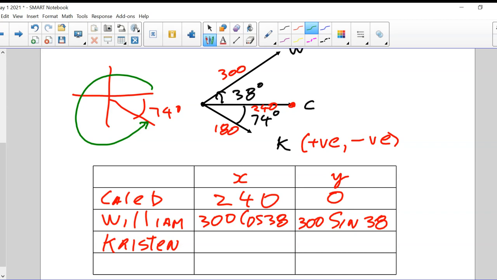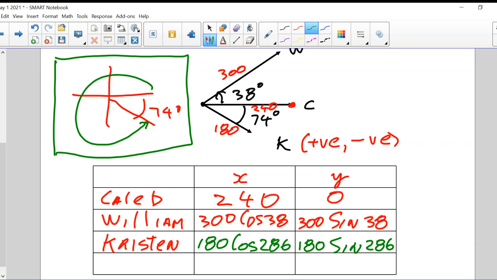All right, hopefully that makes sense to you because I'm going to put that in. So that's the 180 multiplied by the cosine of that 286. And then for the y component, I'm going to take the 180 and multiply that by the sine of the 286 degrees. Why are we using 286, Taj? Look at the diagram I just drew for you, Taj. I'm going to put a little rectangle around it. I need to be 74 degrees in the fourth quadrant.